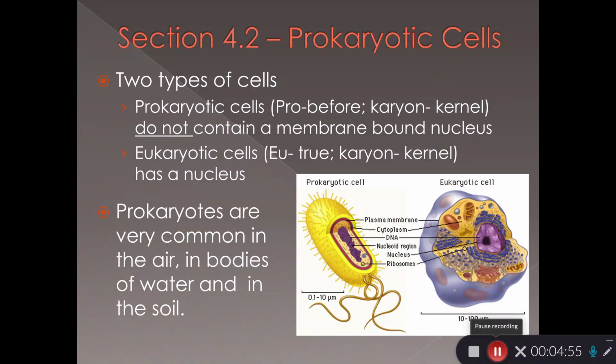Okay, you already know this. I know you do. There's 2 types of cells. There's prokaryotes, cells that don't have a nucleus, and they evolved first.